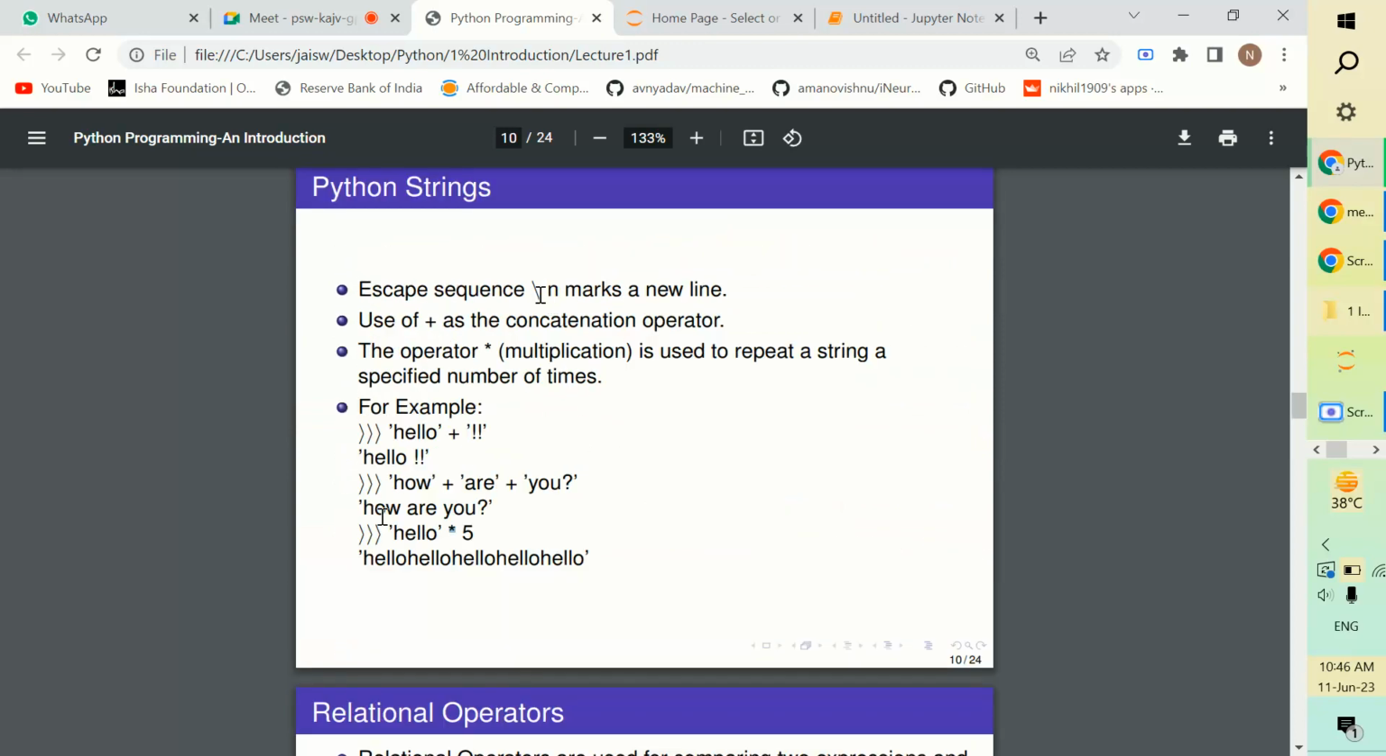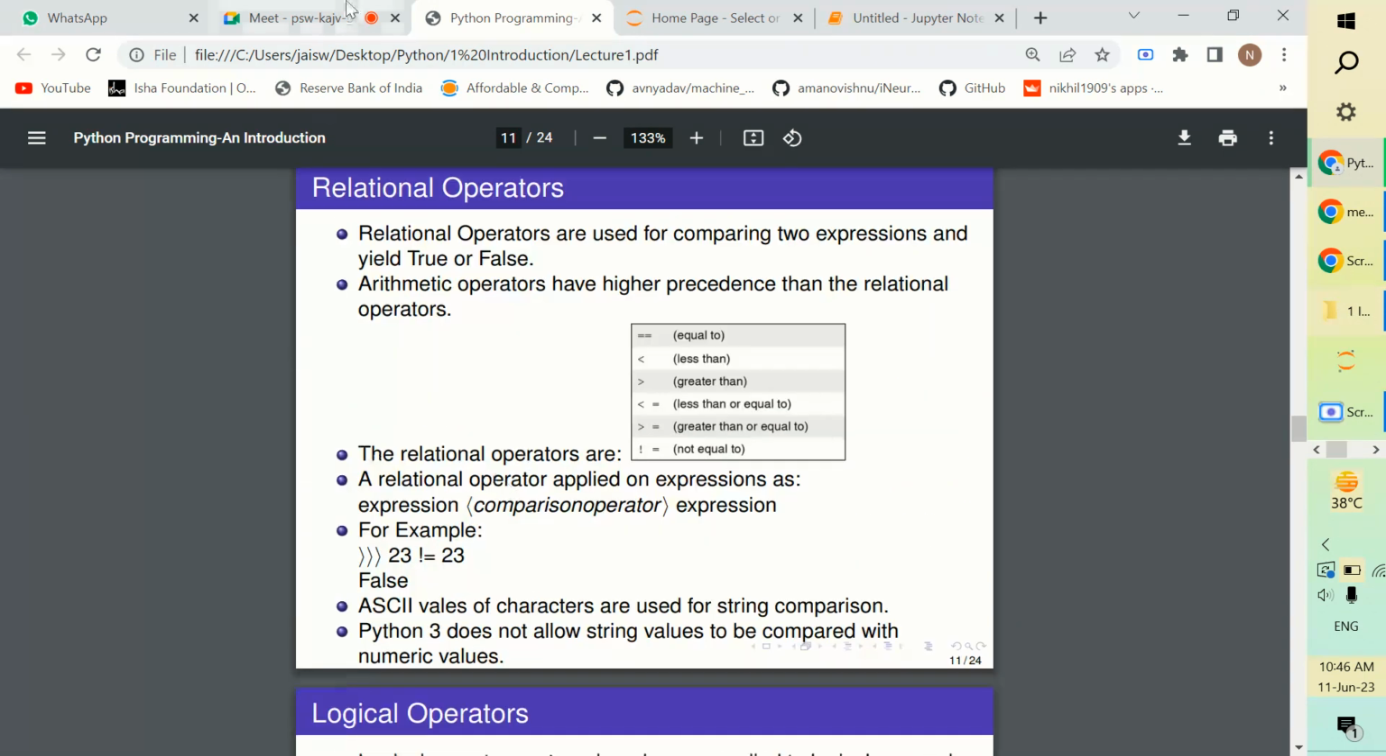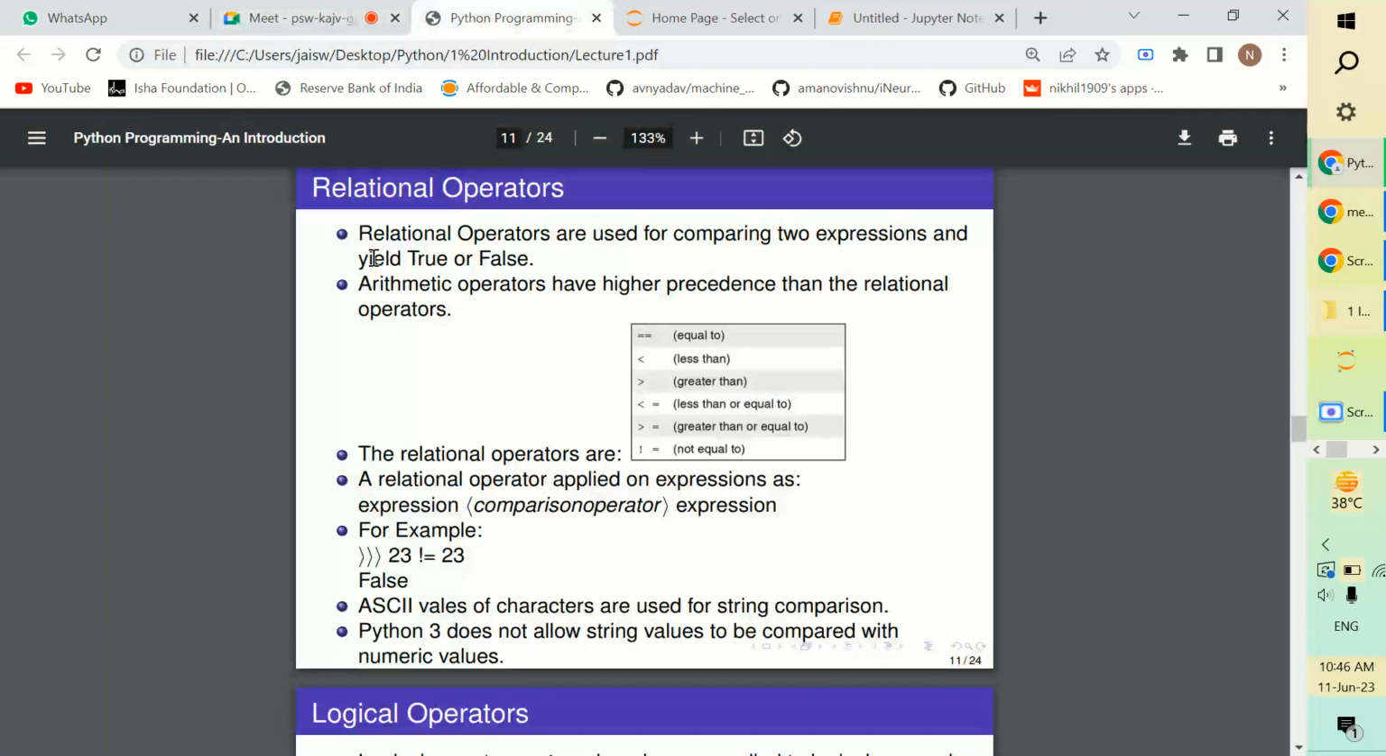Okay, all these things are clear. Backslash n, a concatenation operator, multiplication operator. Okay, so I'm moving further. If you have any doubt, you may stop me and ask.